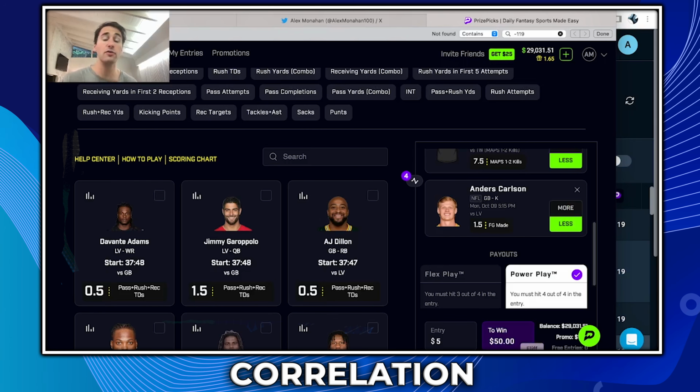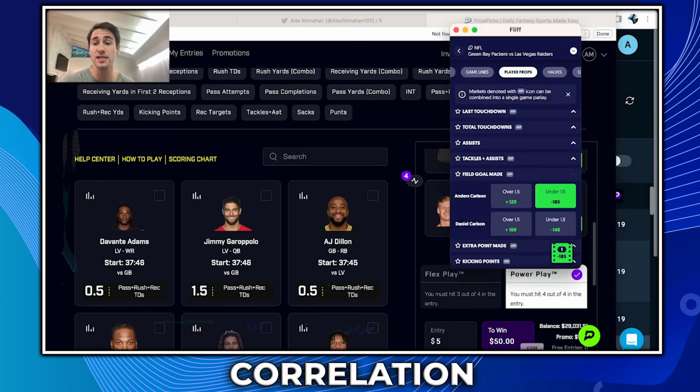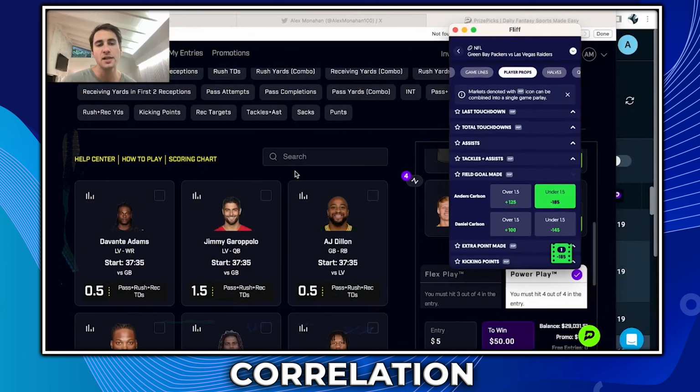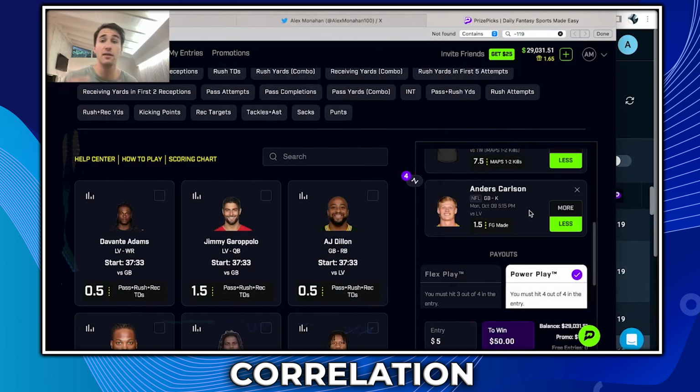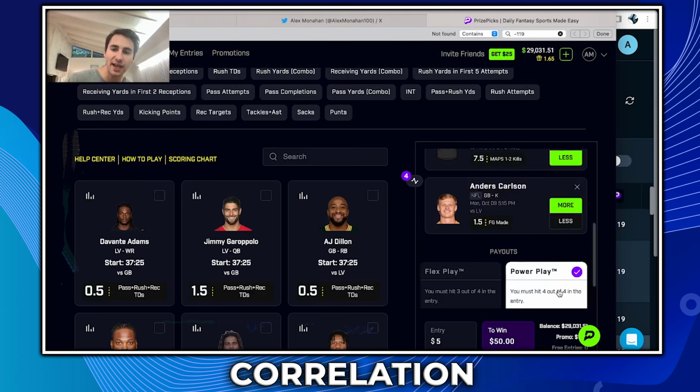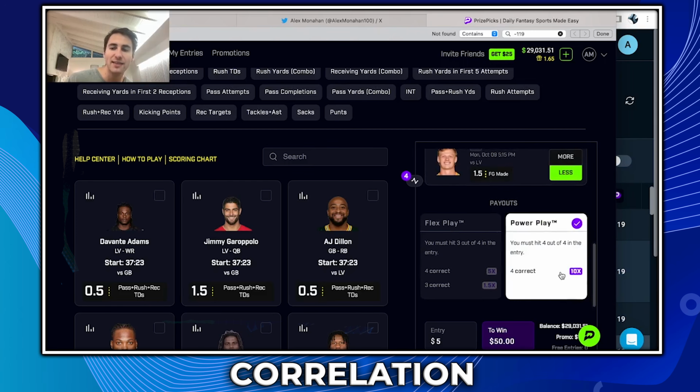Okay, now the reason this is a good play on PrizePicks is you're going to notice all the sportsbooks, this is Fliff, have Anders Carlson heavily favored to go under, right? He's a minus 185 favorite to go under. So that's really how you find value. This is basic PrizePicks strategy. PrizePicks is a platform that doesn't change your payout. You can see right here, if I take him over or under, I'm getting the same payout.